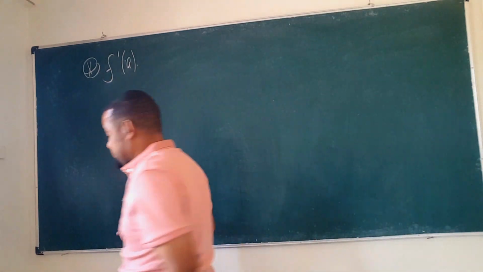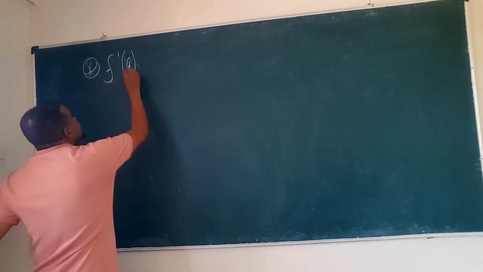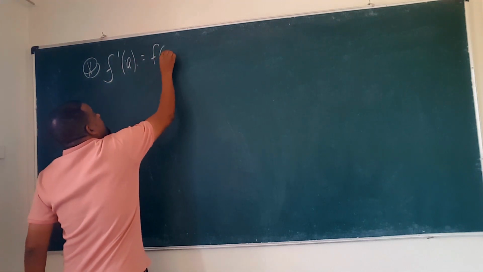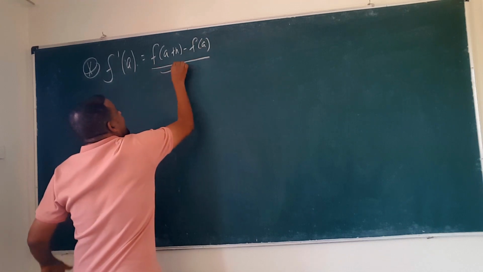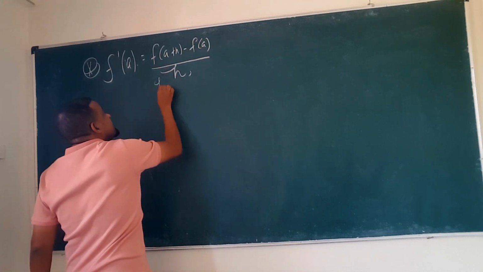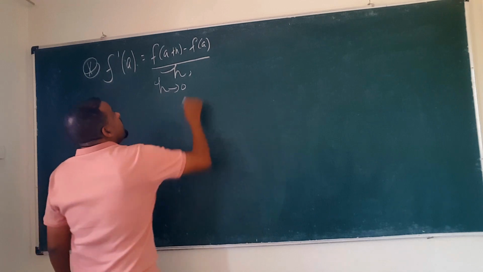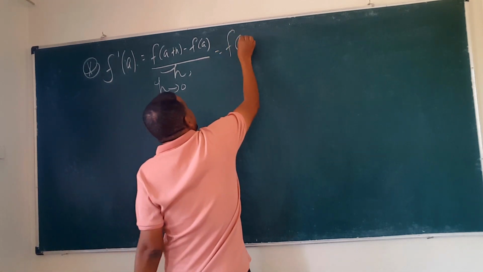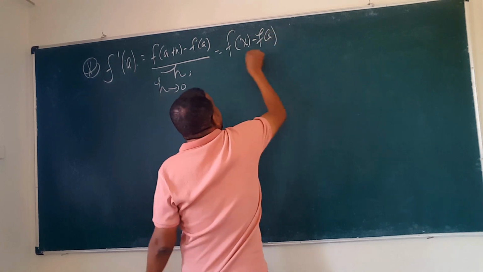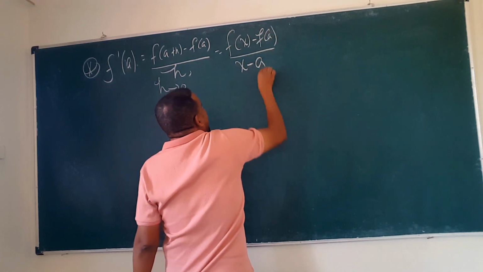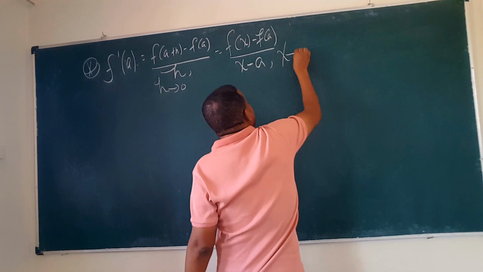So the derivative at a is what? This is f of a plus h minus f of a over h, where this h is approaching 0. Or alternatively, we can write it as f of x minus f of a over x minus a, when x is approaching a.